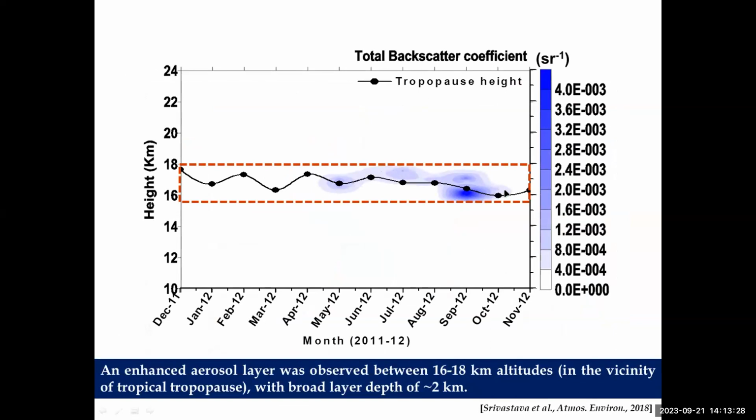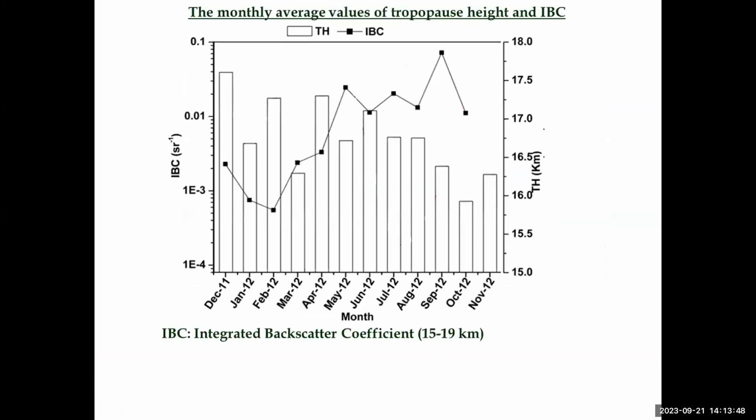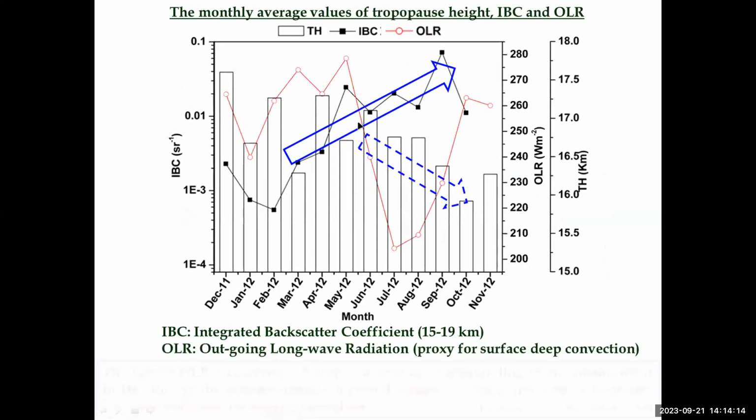We have found an enhanced aerosol layer between 16 to 18 kilometers, and this line shows the tropopause height, which also varied with the observed aerosol layer. To understand it more, we have integrated the backscattering coefficient and tropopause height within 15 to 19 kilometers, and you can see the IBC, the integrated backscattering coefficient, was found to increase from March to September. However, the tropopause height was found to decrease, and we have also tried to correlate it with convection.